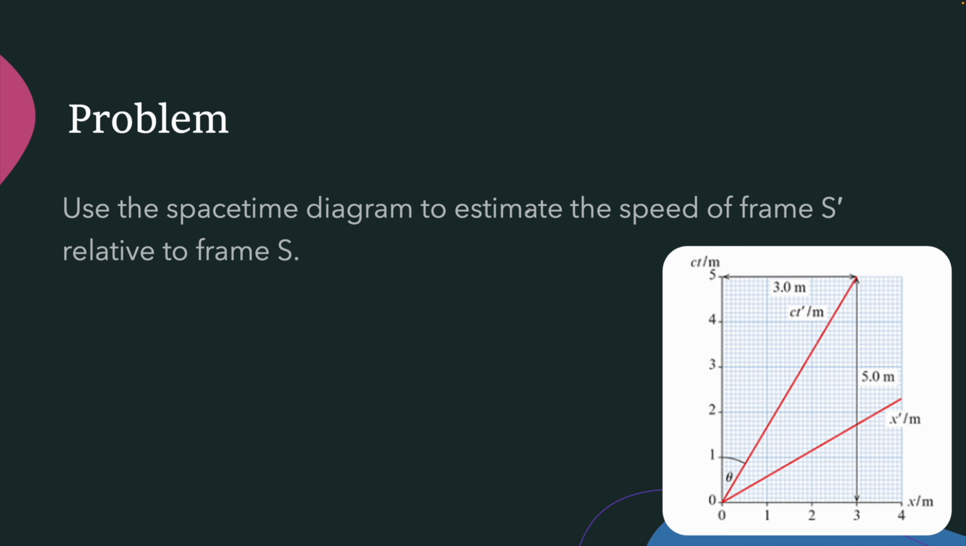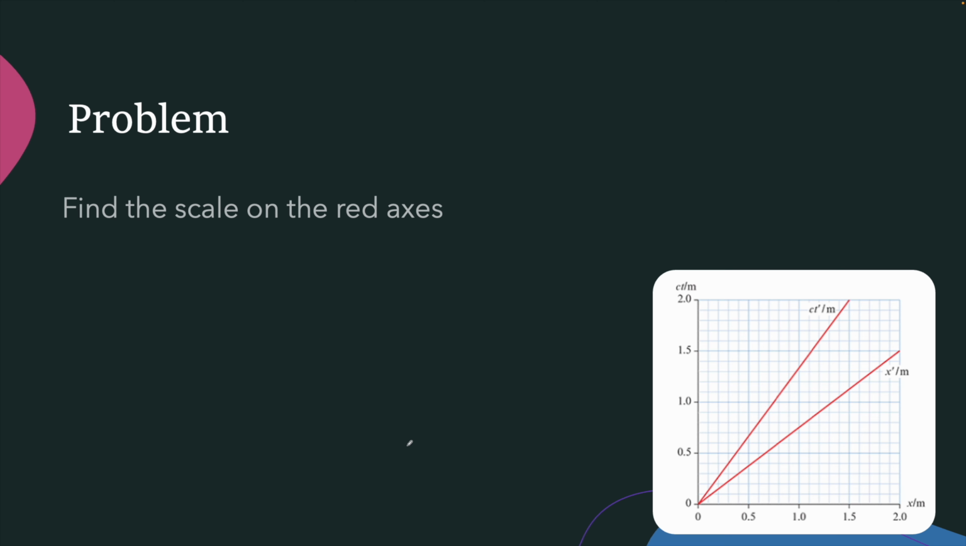Use a space-time diagram to estimate the speed of frame S prime. So you know the value of theta. So I'm going to use the formula tan theta equals V over C. That implies V equals C times tan theta, which is equal to C times opposite 3 meters divided by adjacent 5 meters. And if you simplify this, you will get the answer as 0.6 C. Next question, find the scale on the red axis. How do you do that?